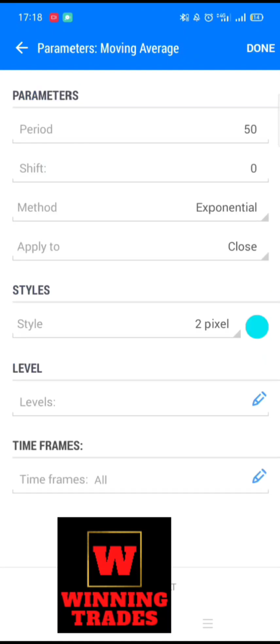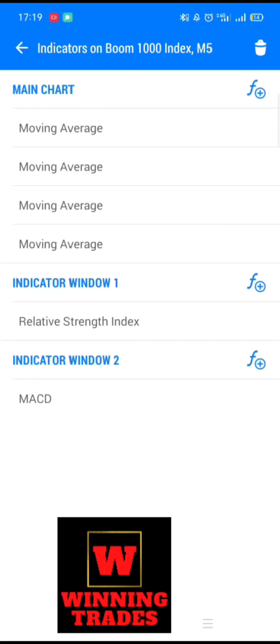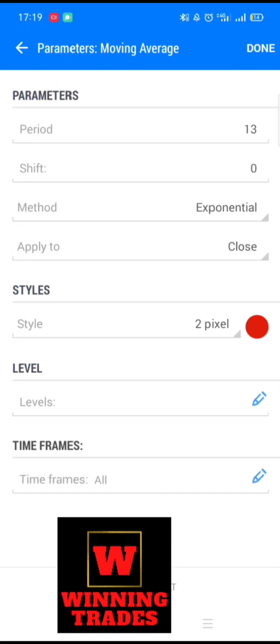This is my 50 EMA setting. Set the period to 50, click on 0 for shift, and the method is exponential, apply to close. And then my style is 2 pixel again. Then we have this sky blue. Then you leave the levels as it is and leave the time frame as it is and click on done. You go to the 13 EMA.